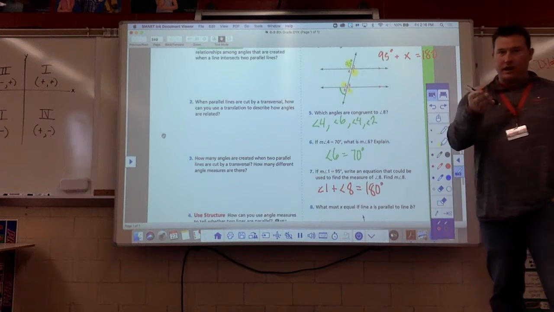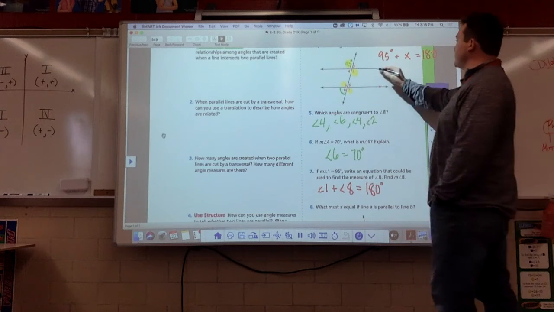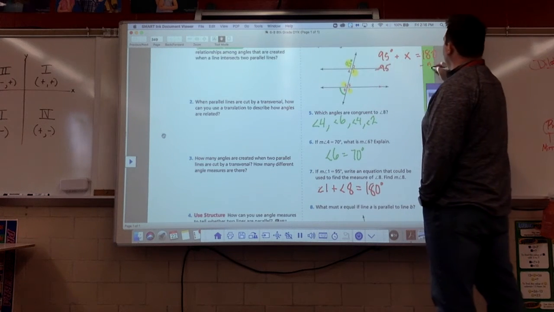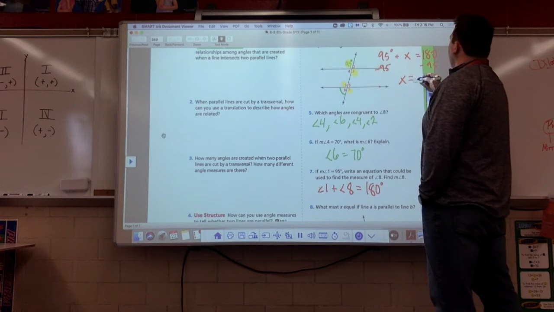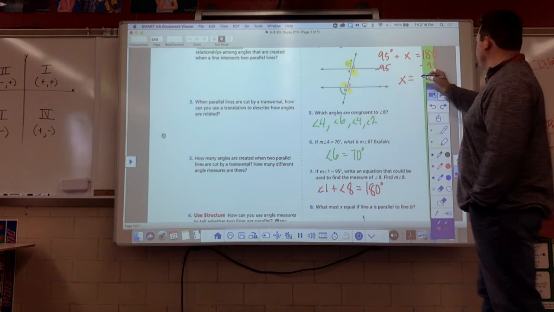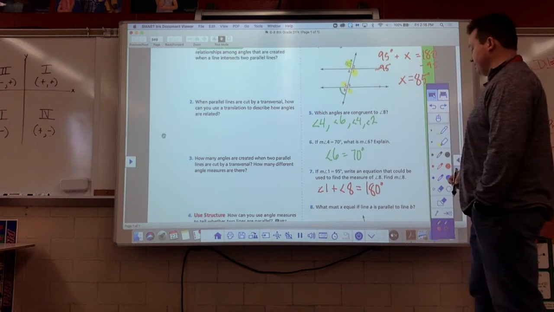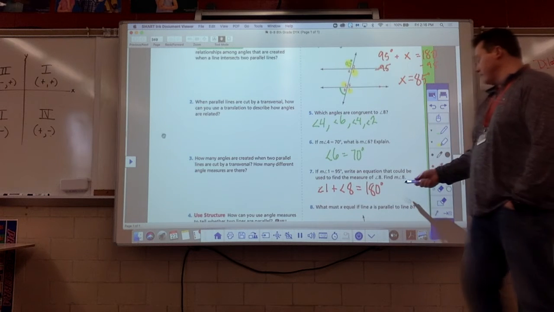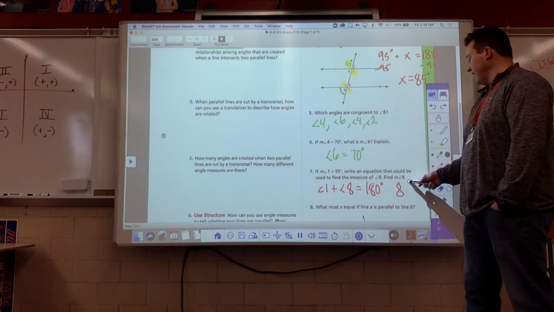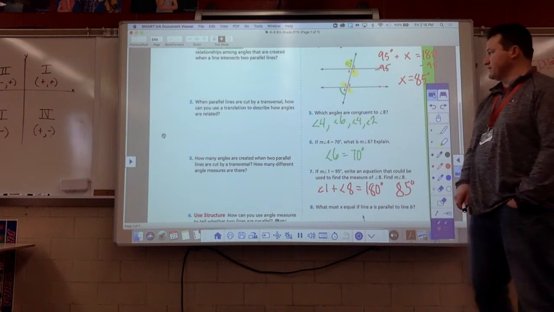Solve this equation, right? You guys know how to do this. Subtract 95 from both sides. Subtract 95, subtract 95. Angle x equals, let's see, 85 degrees. Okay? So the measure of angle 8 is 85 degrees.